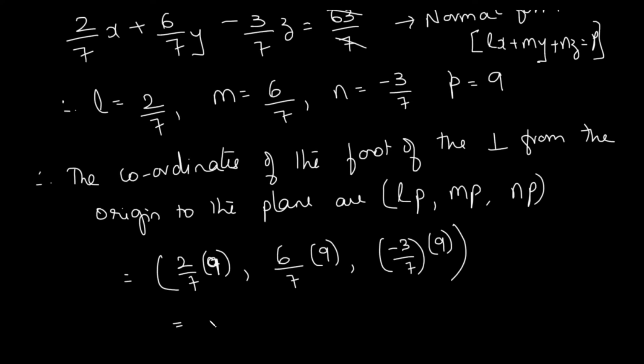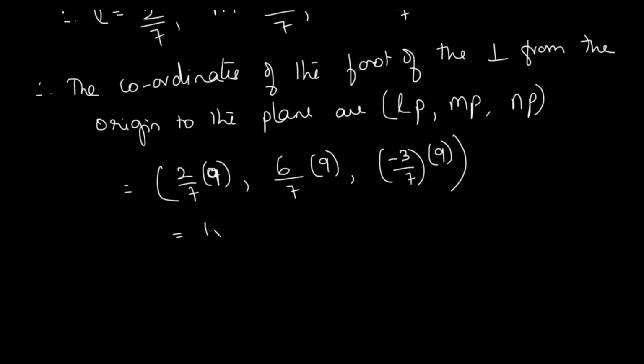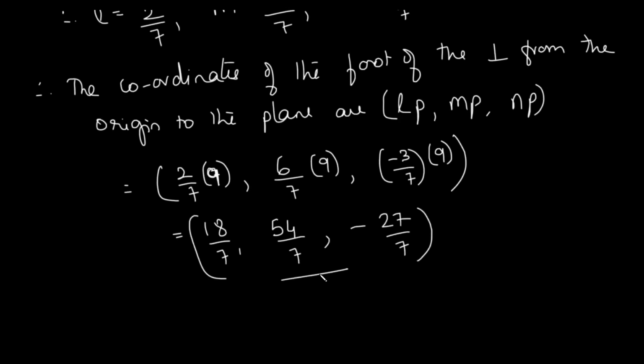Okay, so simplifying further, it comes out as 18 upon 7, then 54 upon 7 and minus 27 upon 7. So these are the coordinates of the foot of the perpendicular drawn from the origin to the plane.